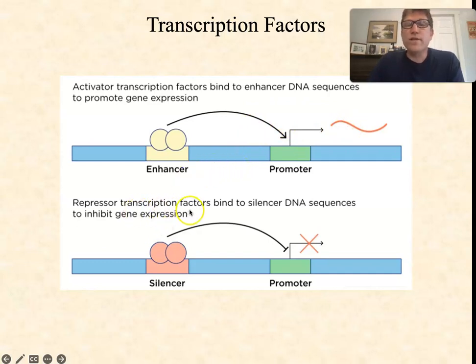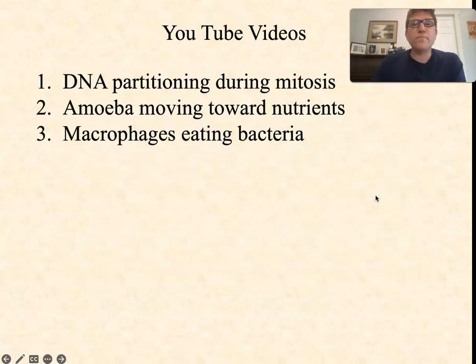A repressor transcription factor has the opposite effect. It binds to a sequence upstream of the promoter called a silencer. And when that repressor transcription factor is bound to the silencer, it blocks RNA polymerase's ability to bind to the promoter, and therefore it suppresses the expression of that particular gene. Some genes will have both enhancer and silencer regions, sometimes called repressor regions, upstream of the promoter. Sometimes they'll just have one or the other, depending on how that particular gene's expression is regulated.